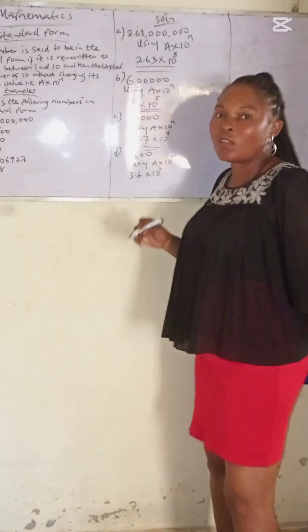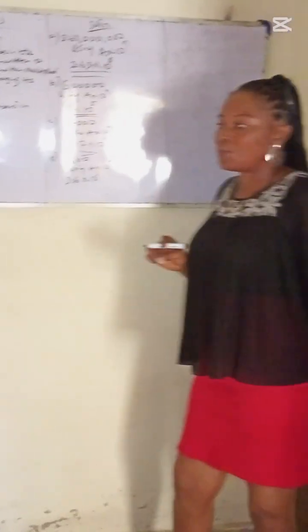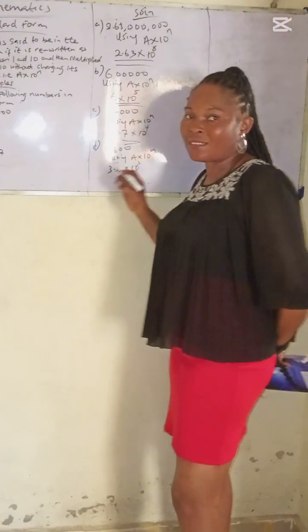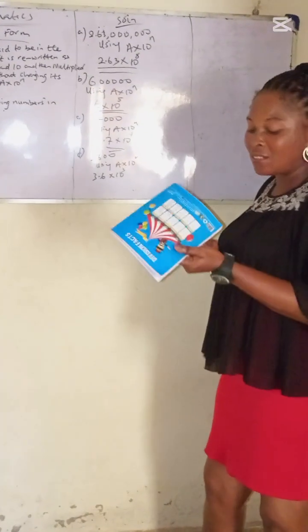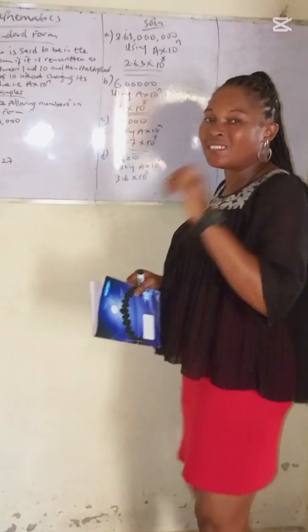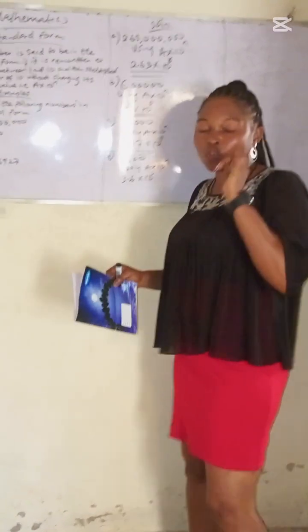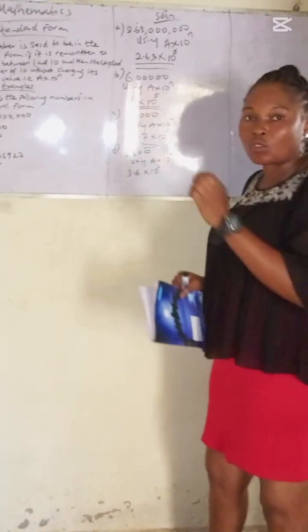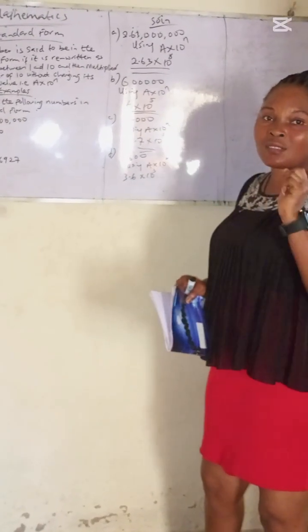So when you are given a question on standard form, the first thing you have to do is use the formula A times 10 to power n, where A represents your whole number. And for you to get this A, if your whole number is more than one digit, you must put a decimal point. You bring out the whole number you have there and put your decimal point immediately after the first number.